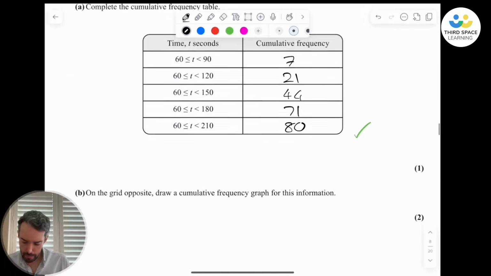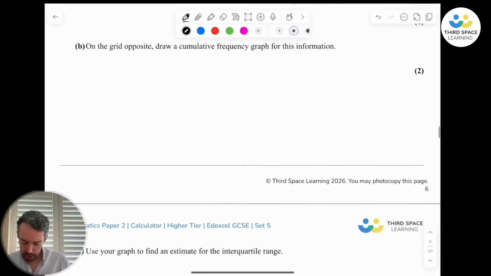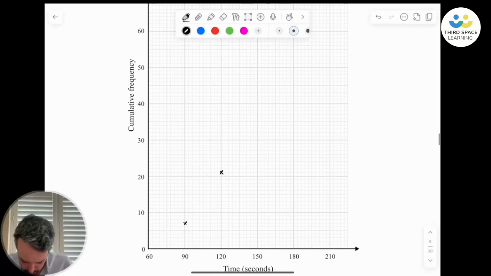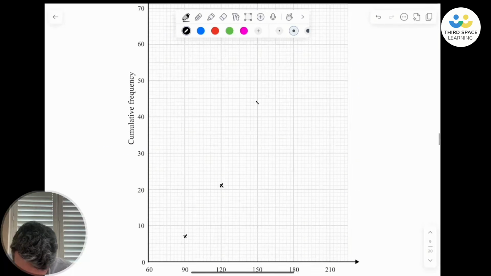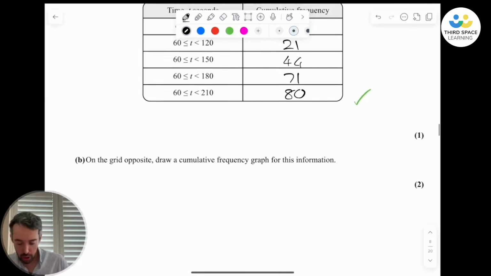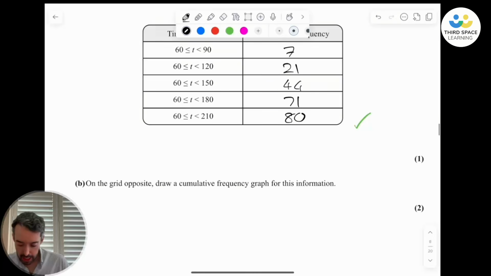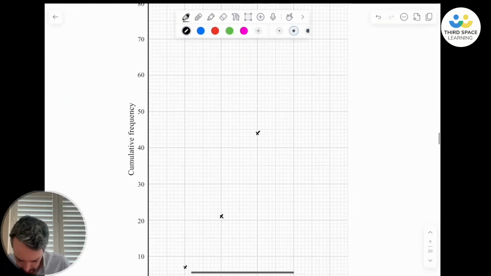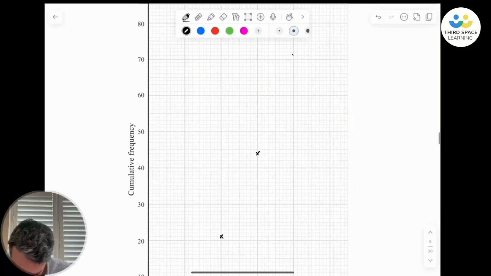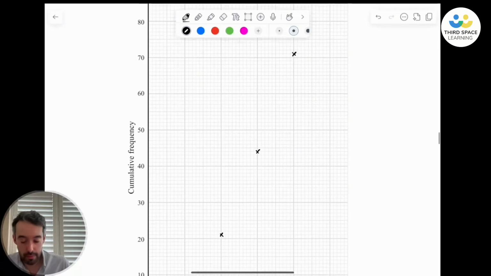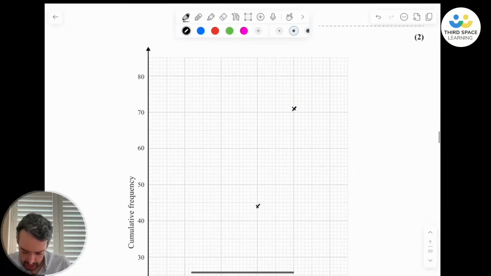Next one, at 150, it's going to be 44. So 150 all the way up to 44. Worth taking your time on this one. At 180, it's 71. So 180, pass it across at 71. And the last one, 210, is at 80.